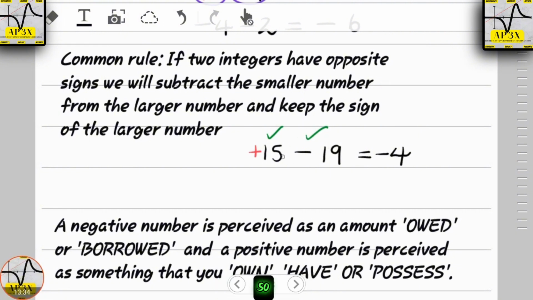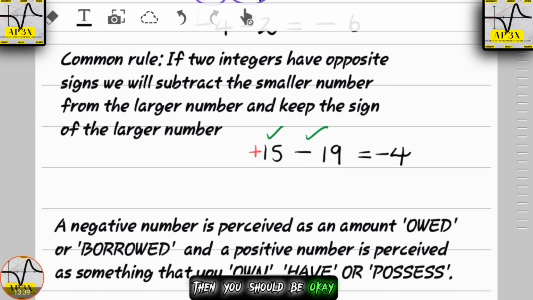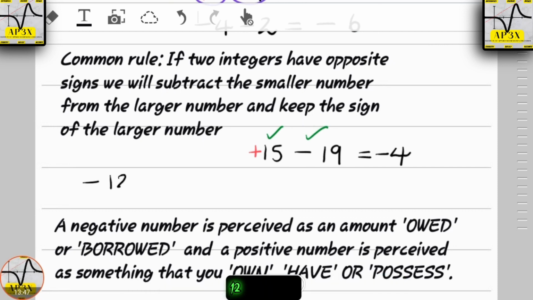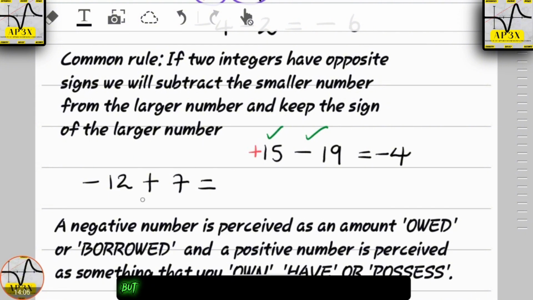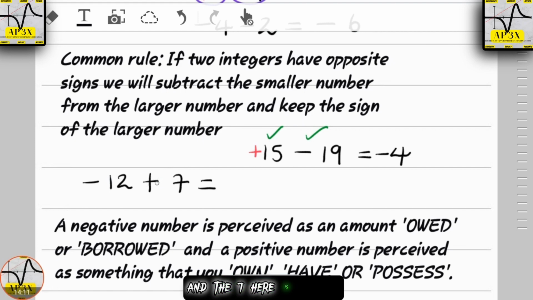All right, so hopefully if you can approach the problem from that direction, then you should be okay. Now let's look at the other way that we can have this question here. We can perhaps say here that we have -12, say, plus 7. Let's look at this problem then. So now once again it is clear that we have opposite signs. In the first example we had an implied positive sign here, but now it's clear that the 12 is in fact negative and the 7 here is positive.